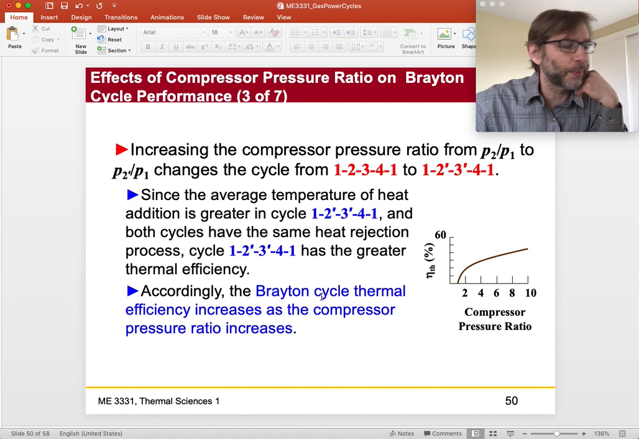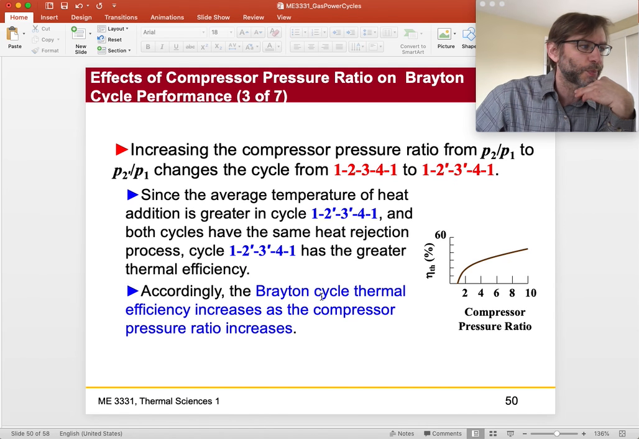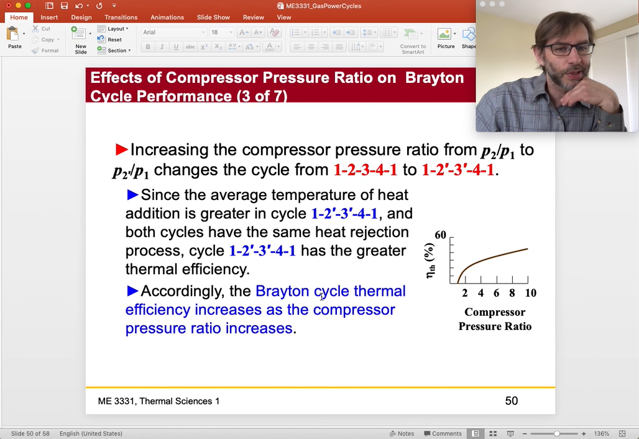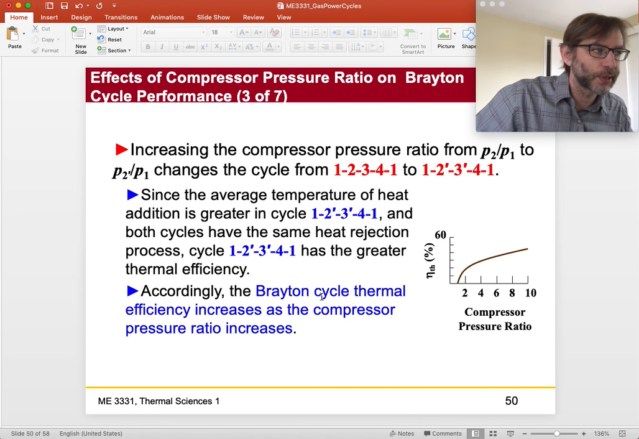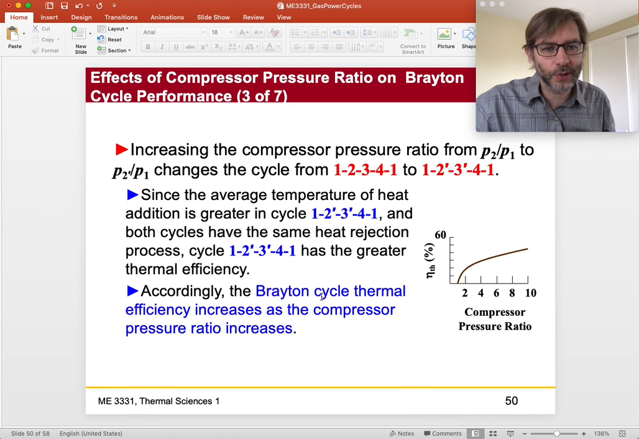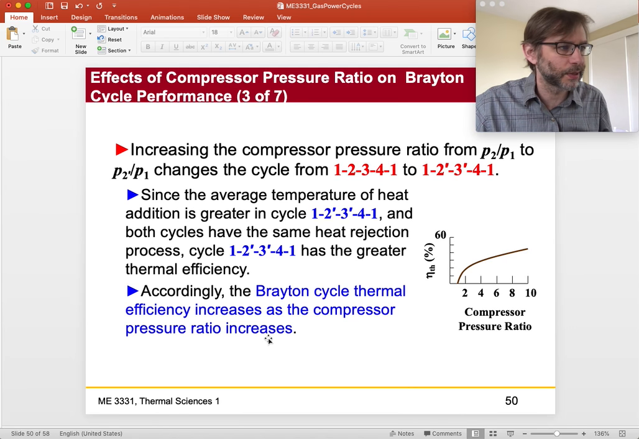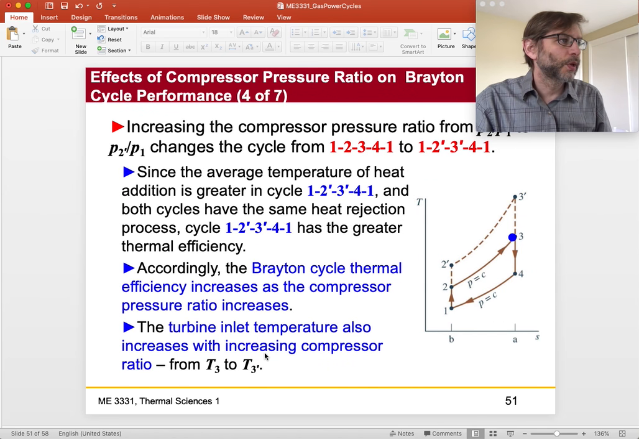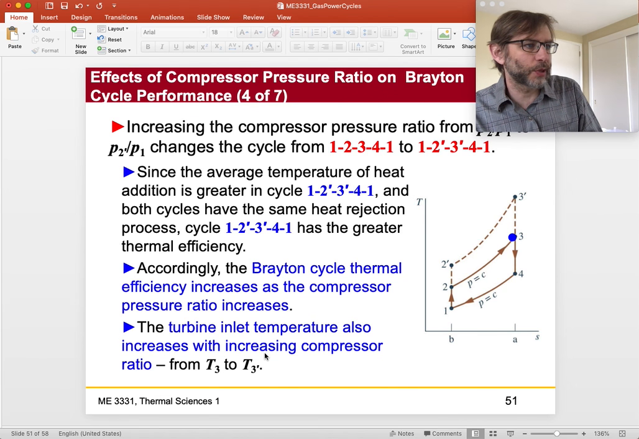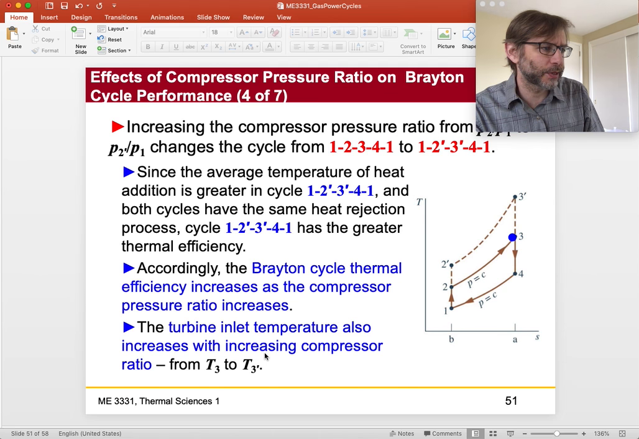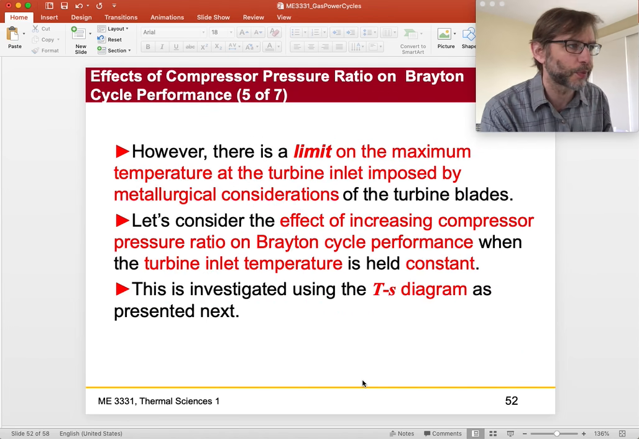And you can see here, you can make a plot of what that looks like. So you can plot thermal efficiency as a function of compressor pressure ratio, and see that it increases as you vary that. So the Brayton cycle thermal efficiency increases as the compressor pressure ratio increases because of that. So you can make sort of first law arguments as to why that is. Okay. So increasing the pressure ratio changes the pressure. So since the average temperature of the heat addition is greater, does this say anything we've already said? No, not really. So this pretty much says that we increase the pressure as we increase the pressure ratio.